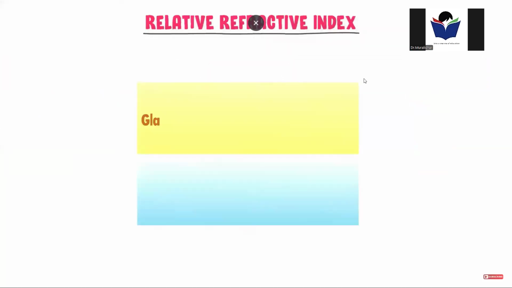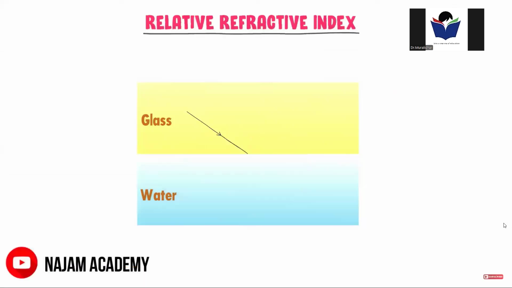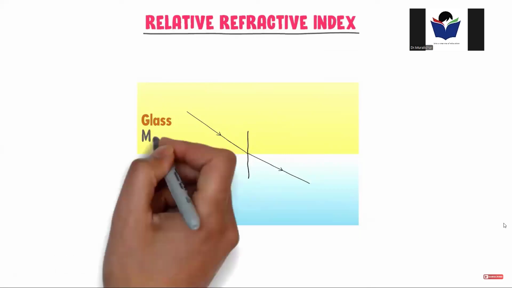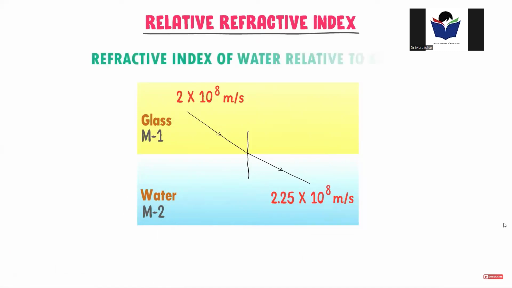Let's consider a glass and water. Let an incident light ray be traveling from the glass into the water. So it is refracted away from the normal in this case. Let glass be the first medium and water the second medium. The speed of light in the glass is 2 into 10 to the power 8 meter per second, while the speed of light in the water is 2.25 into 10 to the power 8 meter per second. I am interested to find the refractive index of water relative to glass, or the refractive index of the first medium relative to the second medium.